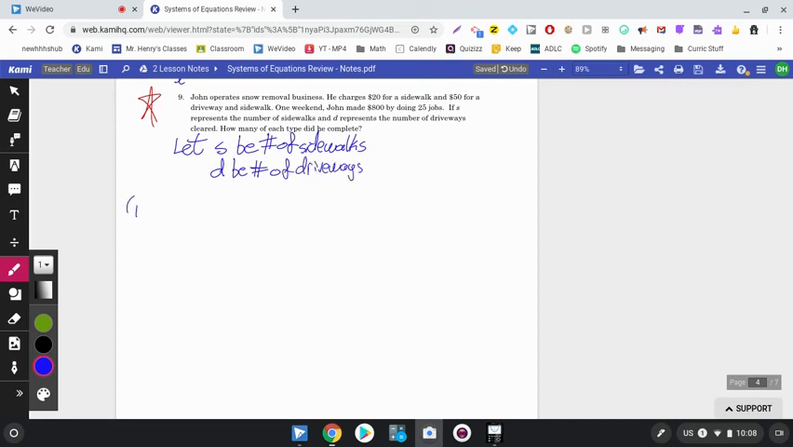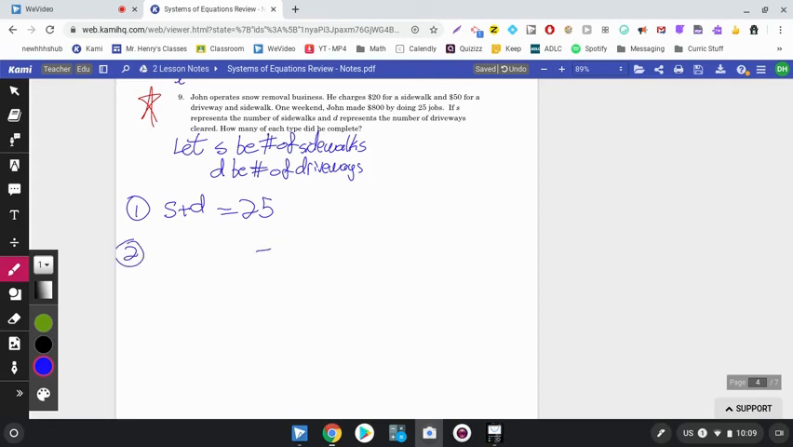Well, I need 2 equations. If I'm going to solve this thing, I need 2 equations. It's all about the money, $20 for a sidewalk, $50 for a driveway. He made $800 doing 25 jobs. So what I see is that if I have a fixed amount, the number of sidewalks plus the number of driveways has to equal 25. That's the only option. Maybe he did 20 sidewalks and 5 driveways. Maybe he did 15 sidewalks, 10 driveways. But no matter what, between S and D, they have to add up to 25. So that's my first equation.